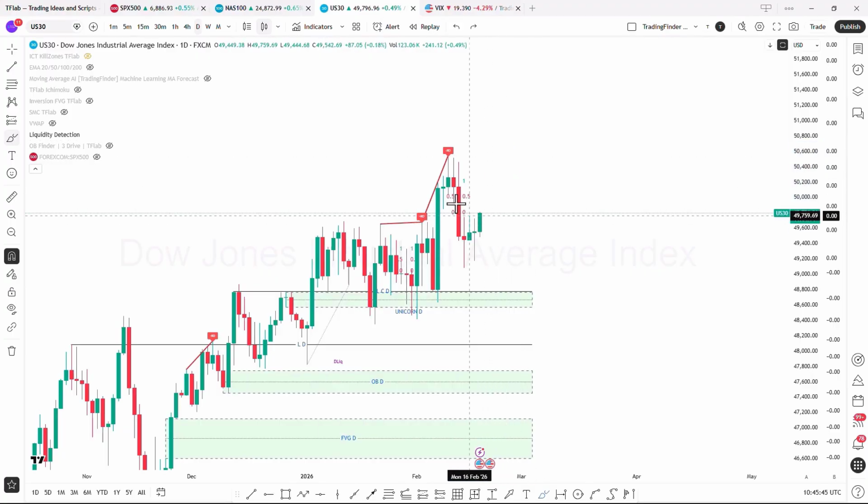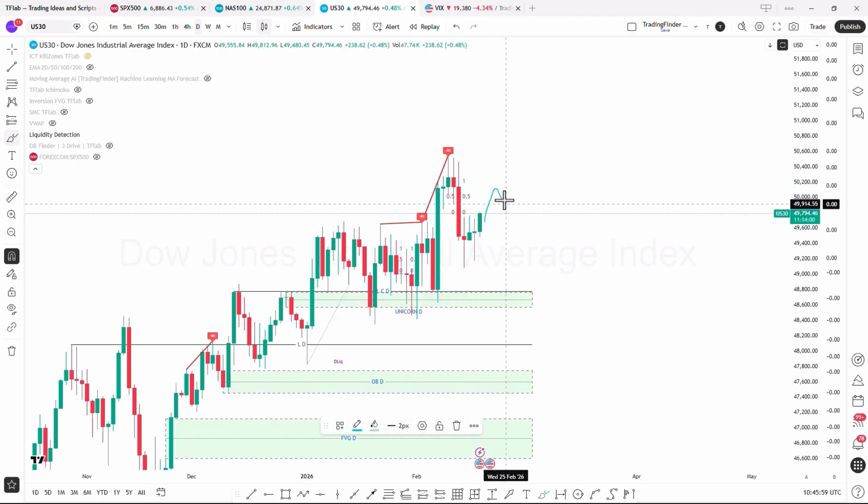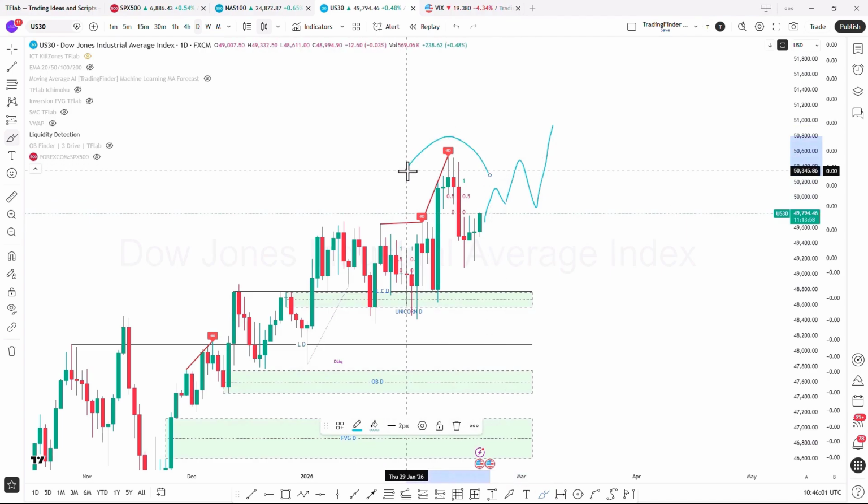If the Dow Jones stays above its fair value gap area at the 49,911 level, with the bullish momentum it has, it could target its all-time high in the coming days.